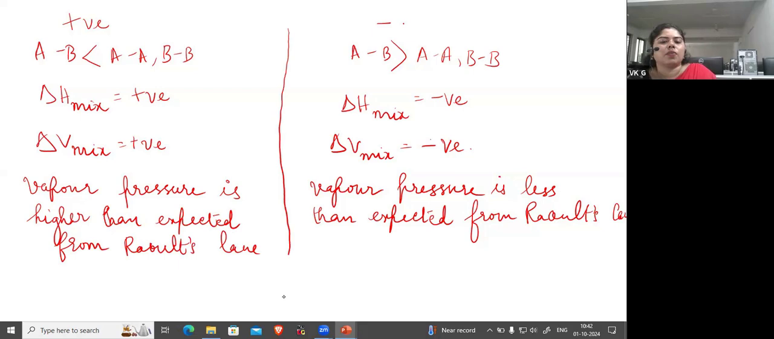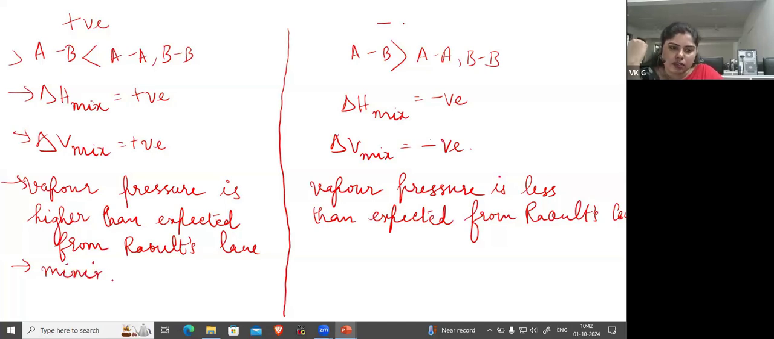And one more reference I would like to tell, like, 1 minute. So one more point I would like to add. This is the first point, this is the second point, this is the third point, and the fourth point. Next point, I will tell you something important, something which is interconnected to a new topic that you need to know. That is, the positive deviation solutions are called minimum boiling azeotropes.